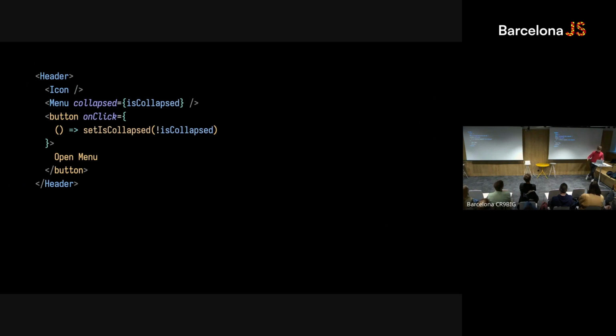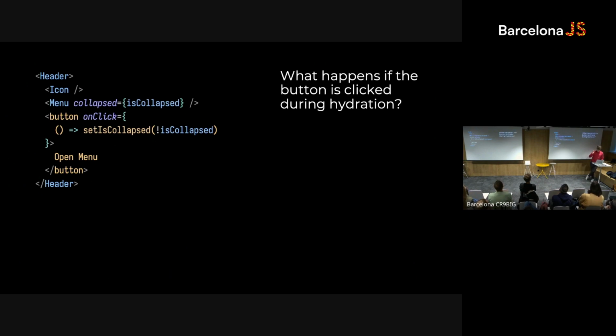If it's a server-rendered app, there will be a few moments when the app won't work as expected. For example, if the app is just loading and the JavaScript has not yet loaded, then the button wouldn't do anything, right? You would click it and there's no JavaScript and nothing happens. But if the JavaScript has been loaded, but the app is still being hydrated, well, this is my question to you. What happens if the button is clicked during hydration, not before hydration, not after hydration, but during hydration?